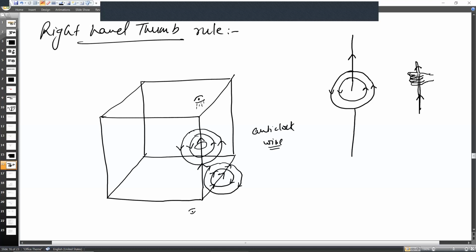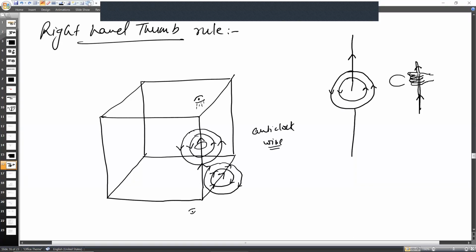So if you curl it, you will feel that the magnetic field lines will come like this. This is your thumb, then your fingers, so it will be like this. So this is the anti-clockwise direction. This is a simple thing: if the current is going away from you, then it is clockwise. If the current is coming towards you, then it is anti-clockwise. Are you getting my point? You understood, Simon?